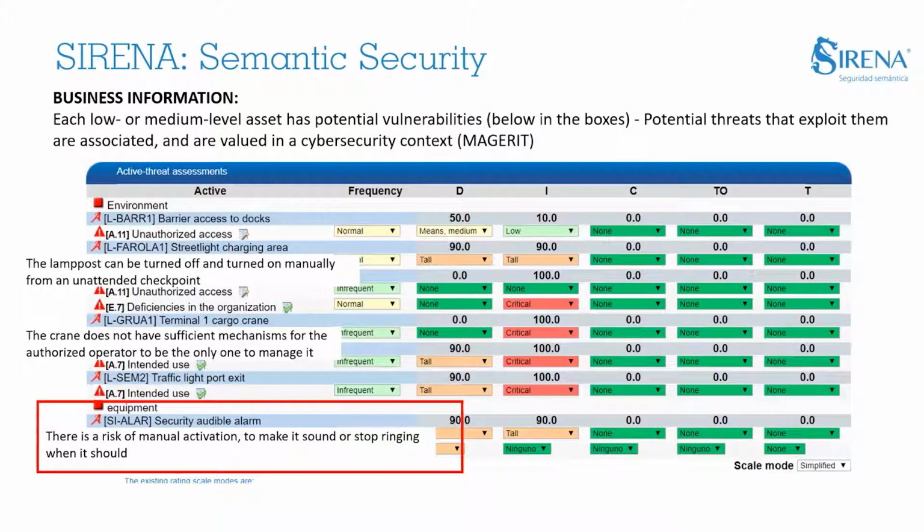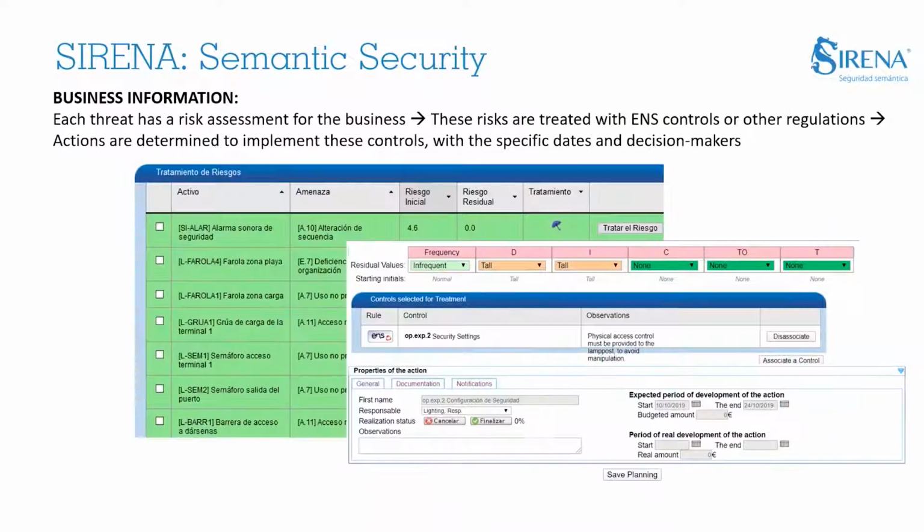In the example, the church area lamp has a potential threat of unintended use as it is managed from an attended checkpoint. This is the vulnerability. In addition, the threat is evaluated in terms of possible frequency and how it affects the security dimensions previously explained. With this information, the system presents us with a list of risks ordered from highest to lowest, and the organization decides to apply actions to mitigate those that are above its risk threshold.